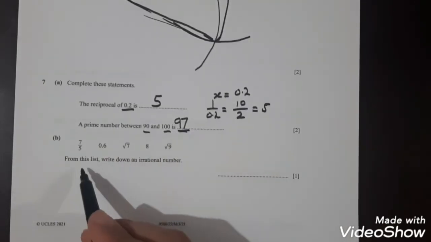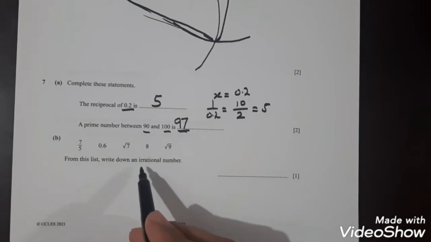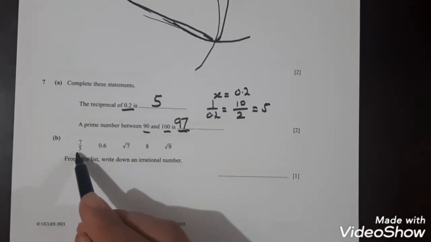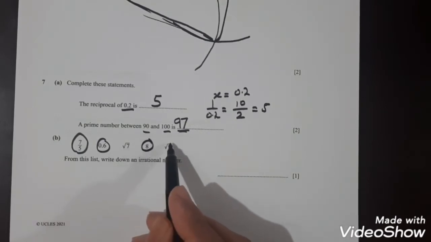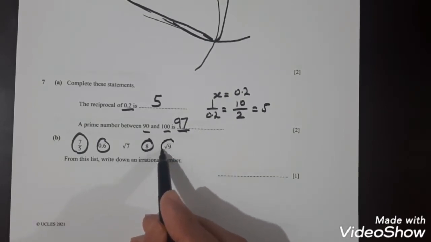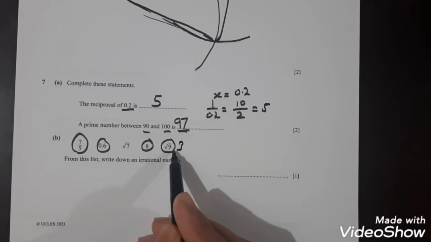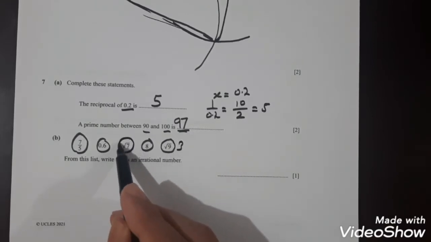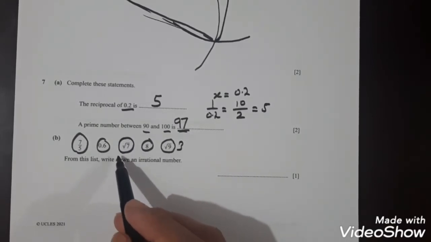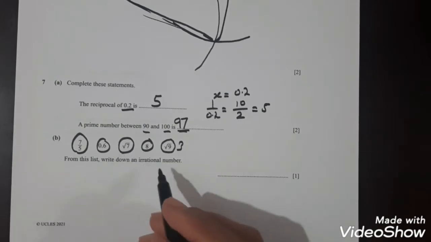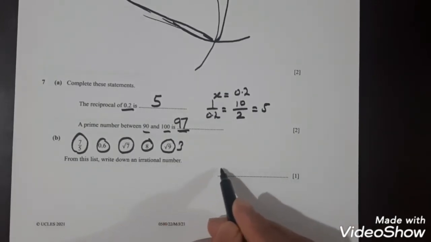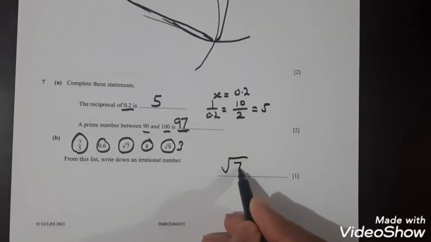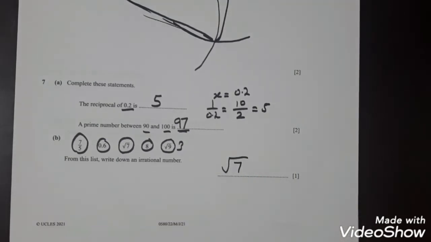Then question B states from this list write an irrational number. So this is rational, this is also rational, 8 is rational, and square root of 9 is 3, so this is also rational. So square root of 7 is irrational because it will be in continuous decimals, so we will write square root of 7.